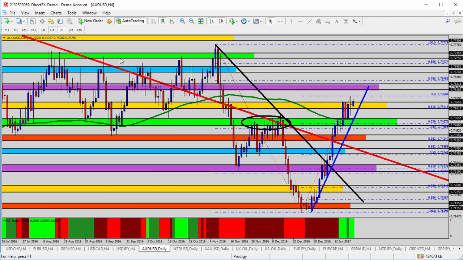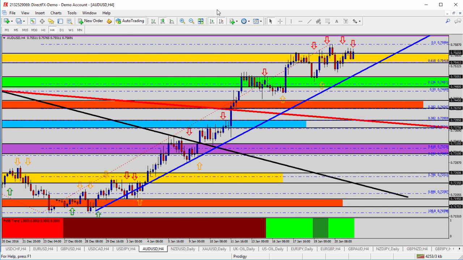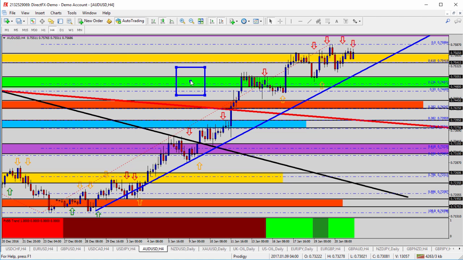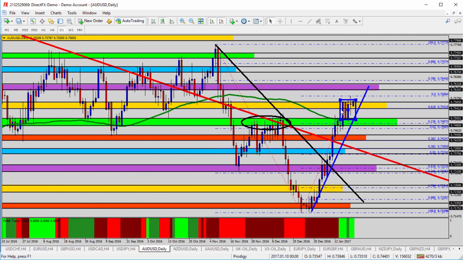Let's take it down to the 4-hour time frame. I'm just going to do, let's do this. This might make it easier to recognize this. I'm going to draw this box out here and put it right here. And if we go back to the daily time frame real quick, now that we've drawn that box, take a look where that blue box is.